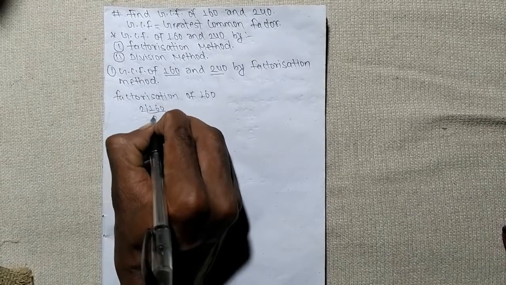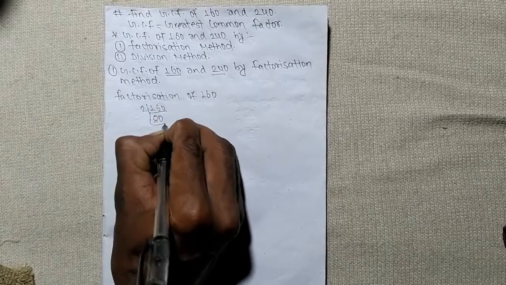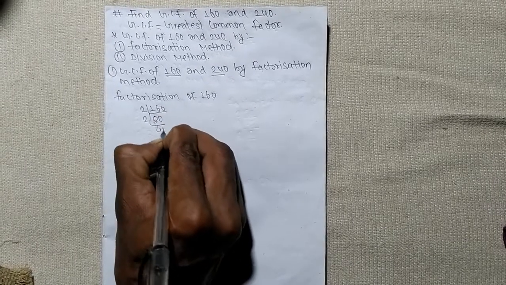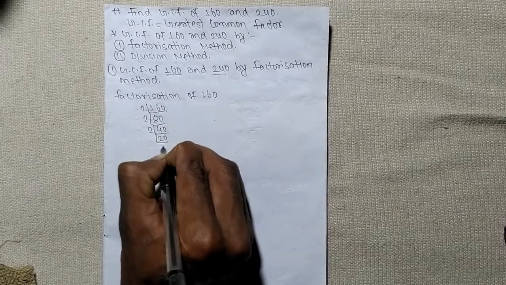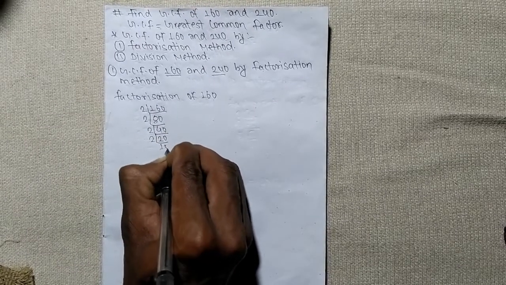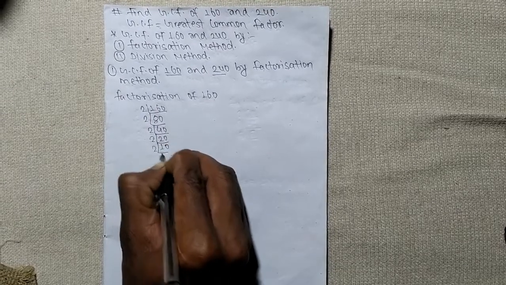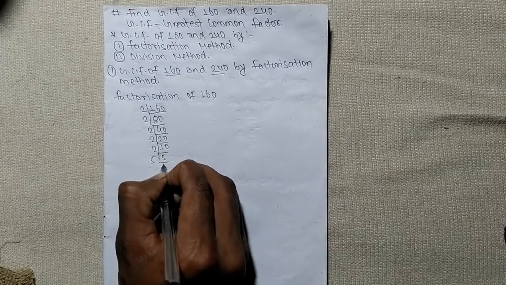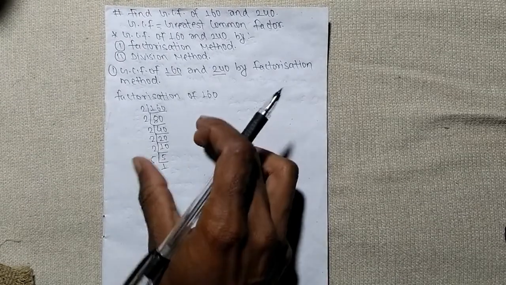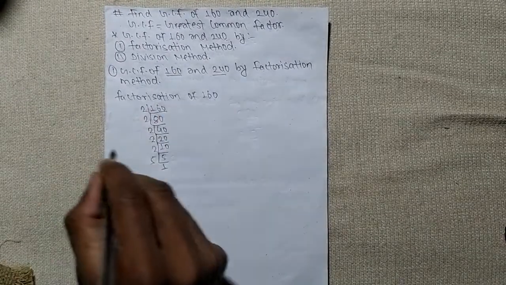So 2 times 80 means 160, 2 times 40 means 80, 2 times 20 means 40, 2 times 10 means 20, 2 times 5 means 10. Now 5 times 1 means 5. So we have factorized 160.